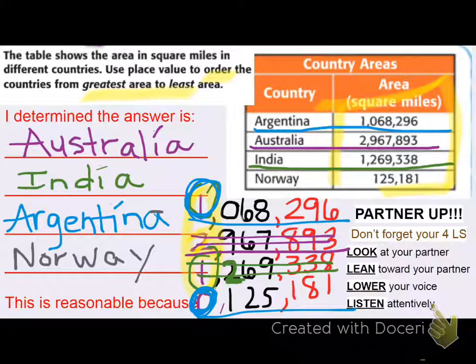least area. This is reasonable because when you compare the numbers, and they're lined up, you can see 2 million is larger than the 1 million. And then you can clearly see 200,000 is larger than 100,000. And finally, that Norway has the smallest square miles.